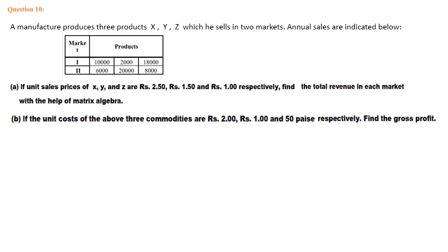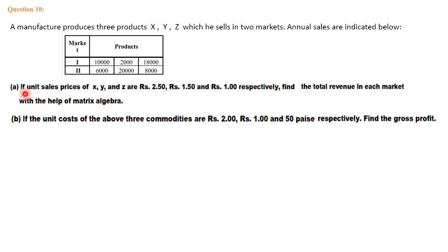There is a tabular column. In that, two markets are mentioned, market 1 and market 2. In market 1, the manufacturer sells product X in 10,000 numbers, 2,000 numbers of product Y and 18,000 numbers of product Z. And in market 2, he sells 6,000 of product X, 20,000 of product Y and 8,000 of product Z.